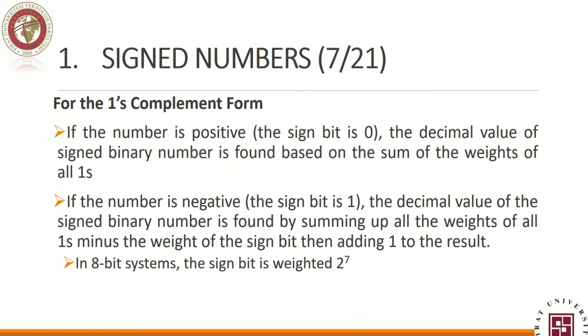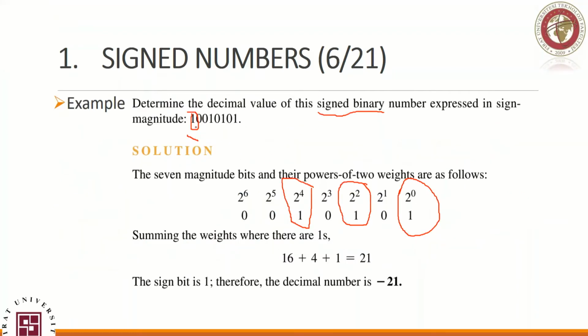In that case, if we have a complemented form, we have two types: one's complement and two's complement. For one's complement, how can we get the value in decimal? We need to add the values and we need to add 1 to the final answer. What does it mean? We need to sum them up, but there is one exception. The last digit, or the most significant digit, will be considered negative.